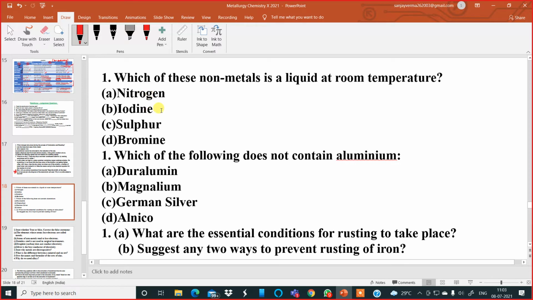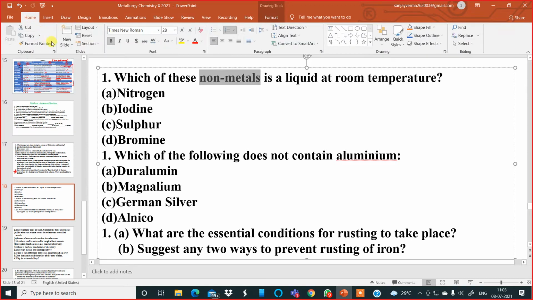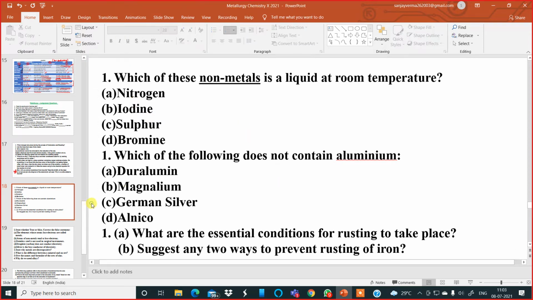Which one? No, non-metal. It has to be, of course, a non-metal. I'm talking about a non-metal. Not hydrogen. It is bromine. Okay. Then the next question over there, you can see number one.